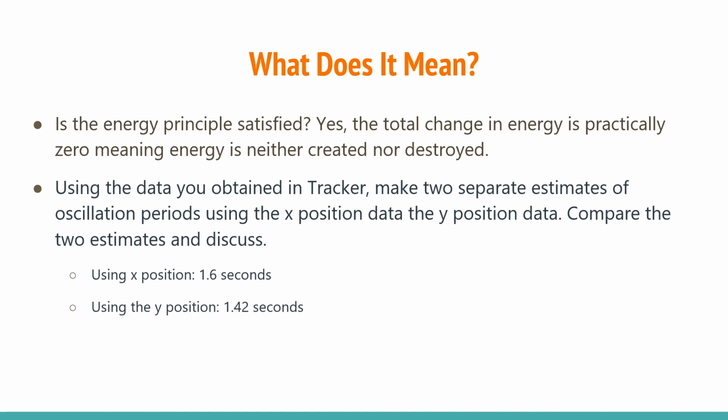Next, we are asked to create two estimates of oscillation periods using the X position and the Y positions. Using the X position graph, the object oscillates through 5 periods in 8 seconds for an average of 1.6 seconds. Using the Y position, the object oscillates 6 periods in about 8.5 seconds for an average of 1.42 seconds. I think the Y period is shorter because the force of gravity causes the object to move faster in the Y direction.